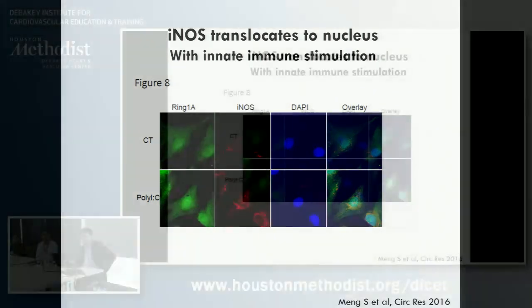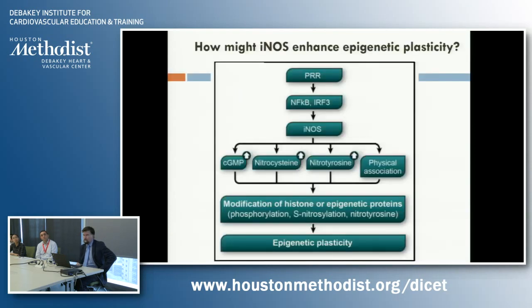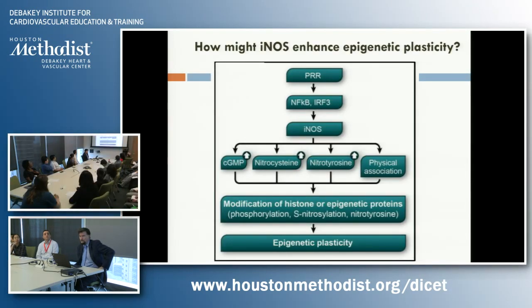Now, one thing that's really interesting about this is that it appears that iNOS translocates to the nucleus during this process. So this is before activation of innate immunity. This is after activation of innate immunity, and you can see that iNOS is translocated to the nucleus with stimulation of innate immunity. So stimulation of innate immunity induces this translocation of iNOS to the nucleus, and the question that Shu had was how might iNOS translocation enhance epigenetic plasticity?